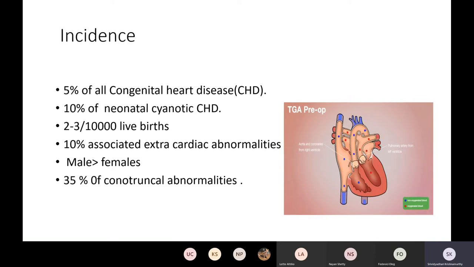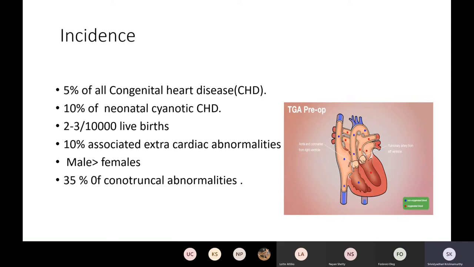And 10% of the kids with TGA have extracardiac abnormalities. Most commonly these are problems with the kidneys or cerebral malformations, and that's what has been described in the literature. Males are more commonly affected than females, about 1.5 to 3 times more. Why this is, we don't know.